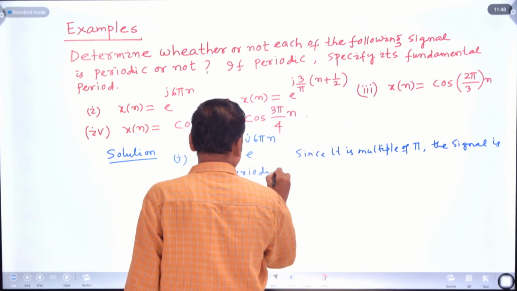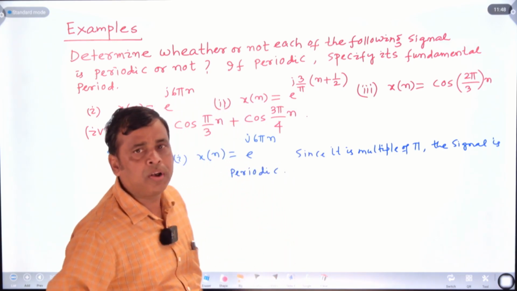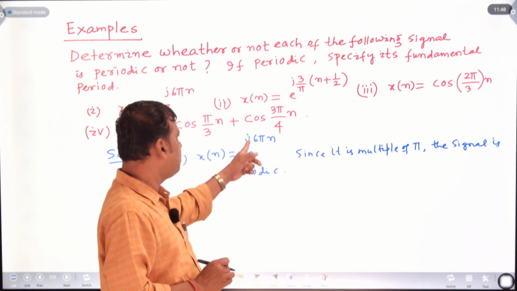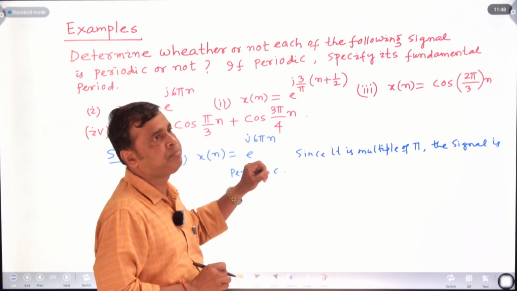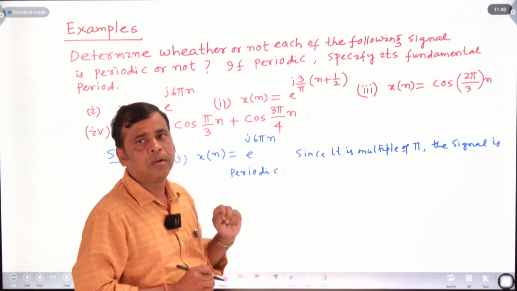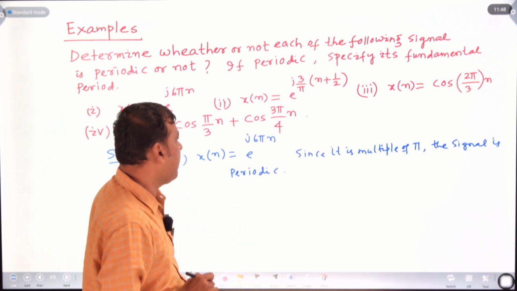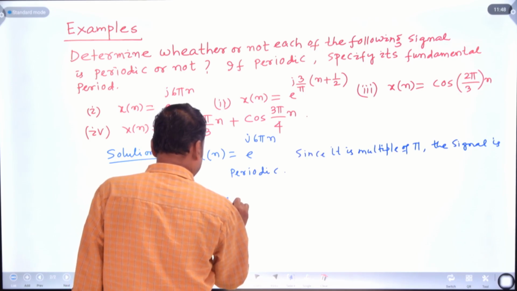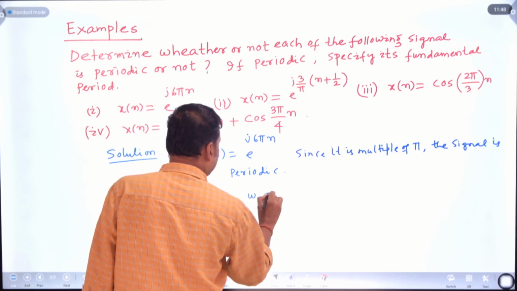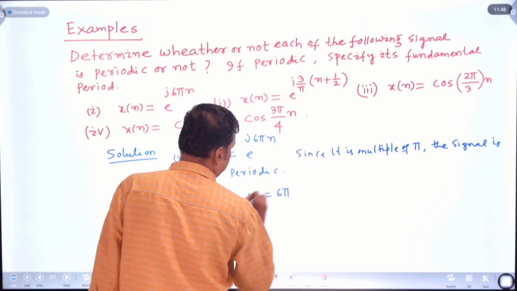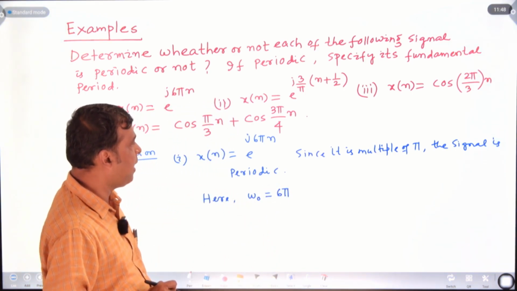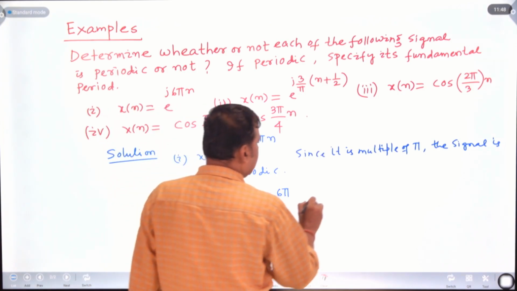Then we will calculate the common period, that is N. It is clearly mentioned that e to the power j omega 0 n. The omega 0 value here is 6 pi. If omega 0 is 6 pi, then we will calculate the common period.